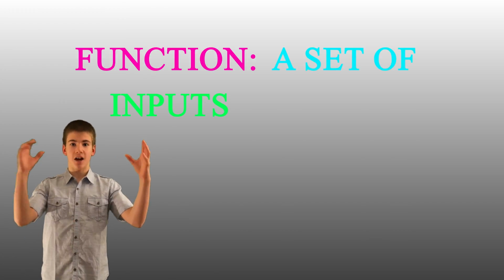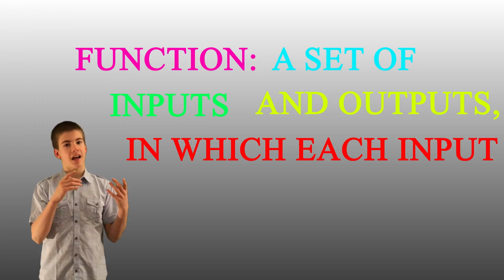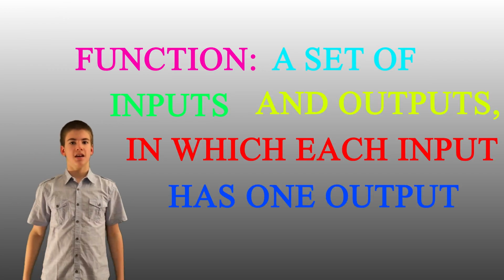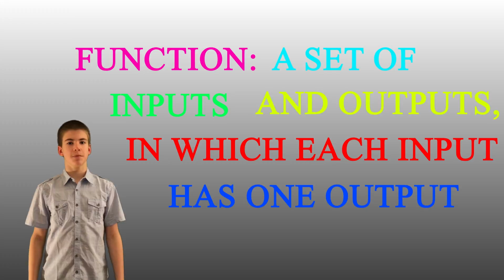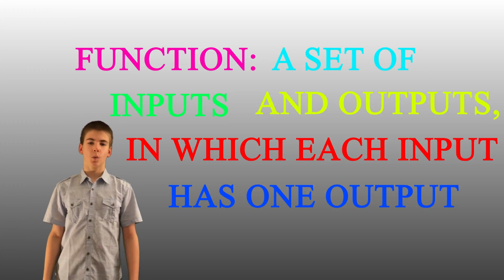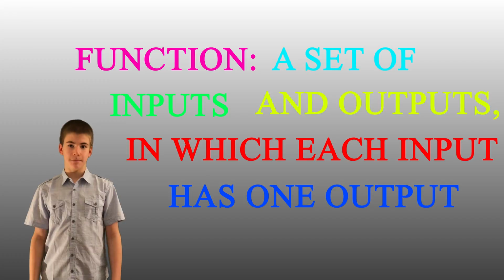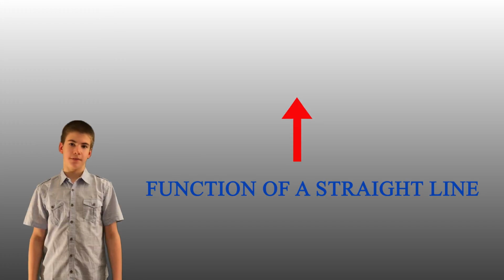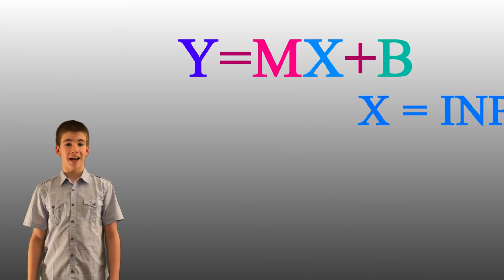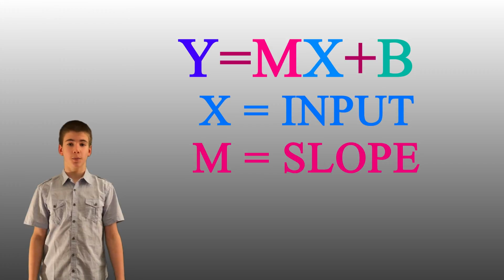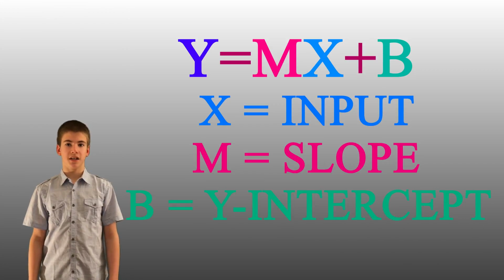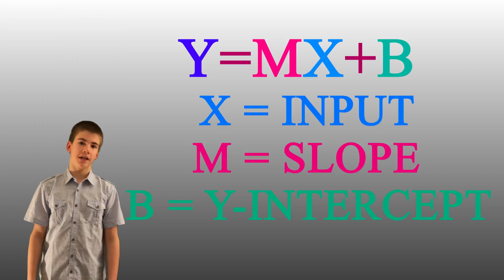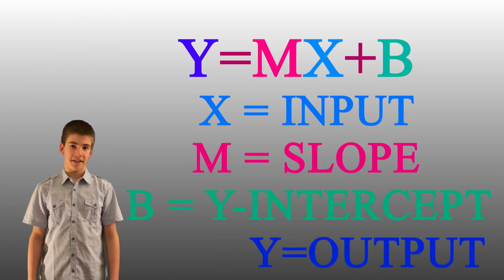First, let us define what a function in general is. A function is simply a set of inputs and outputs, in which each input has one output. In other words, it is a way to describe the relationship between inputs and outputs, where you can plug in an input and get the corresponding output. What is the function of a straight line? y equals mx plus b, where x is the input, m is the slope of the line, b is the y-intercept, or the value of y when the line crosses the y-axis, and y is the output.